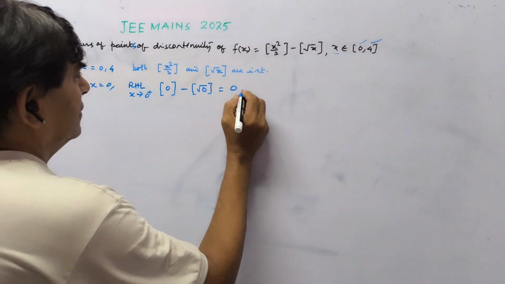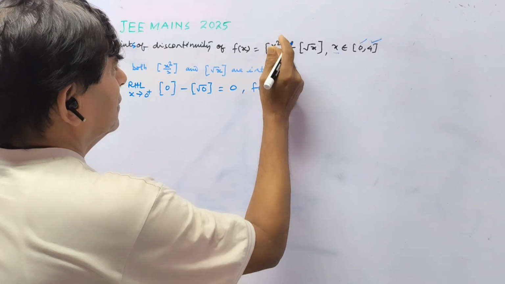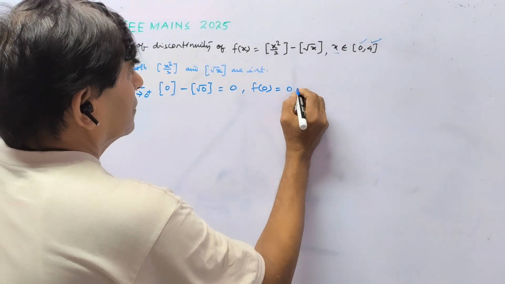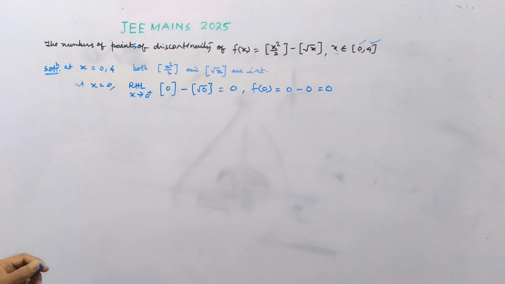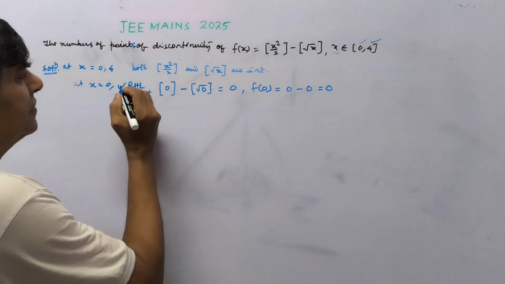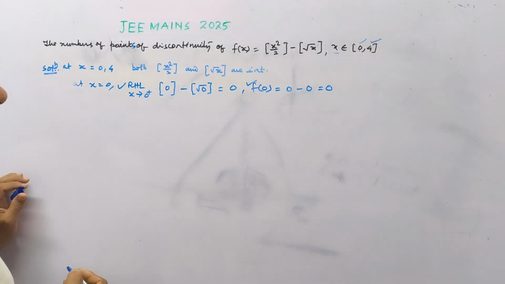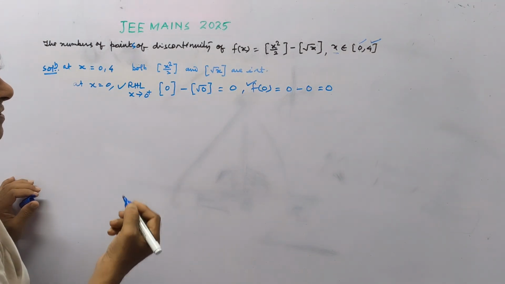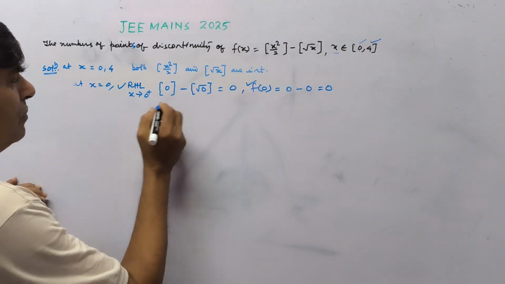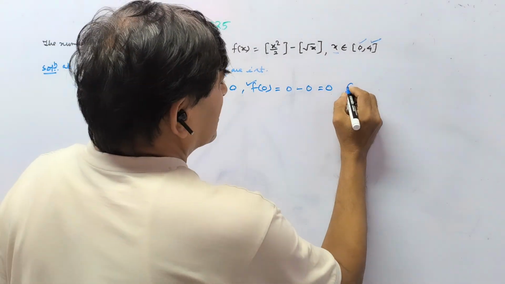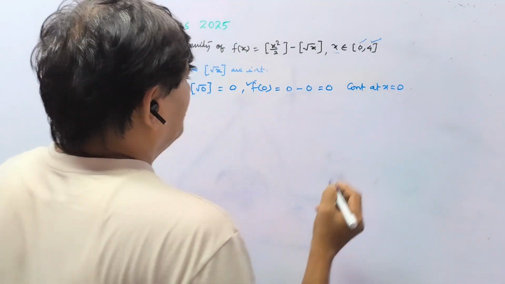And then f(0), again this is 0 and this one is also 0, so this is 0. So what we see, the right hand limit and the value at 0 are both equal to 0. So both are equal, therefore it is continuous at x is equal to 0.